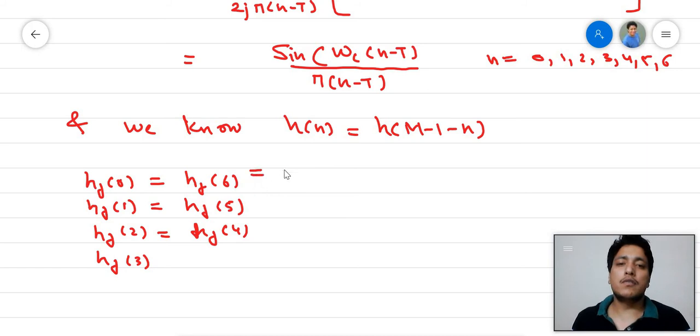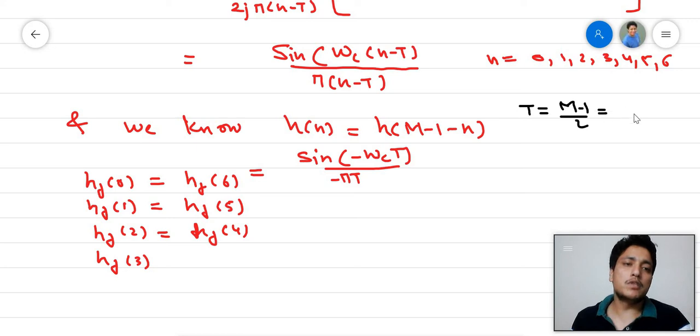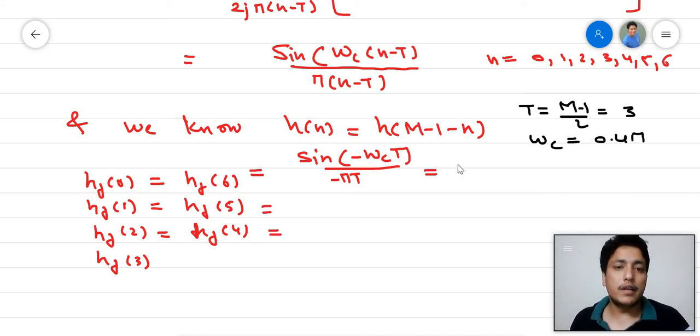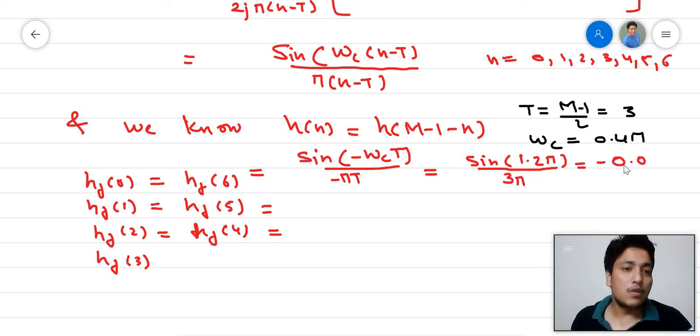Now hd(0) we can find out. For hd(0) it is sine of minus omega c t over minus pi t. Now t is equal to (M minus 1) by 2, which is equal to 3. Omega c is equal to 0.4 pi, which we have already calculated. Then it can be written as sine of 0.4 multiplied by 3, that is 1.2 pi, over 3 pi, the minus signs cancel out, and the value is minus 0.0624.